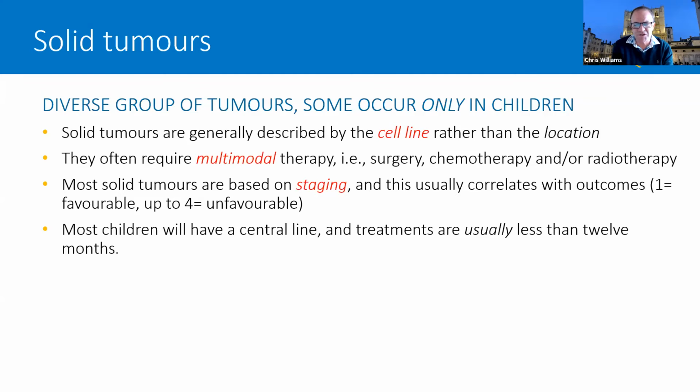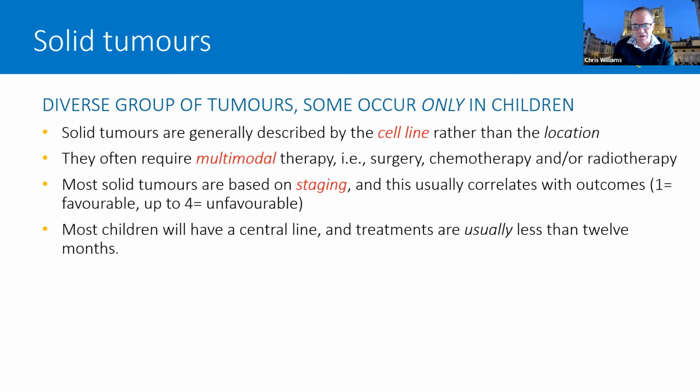So sometimes the language you'll hear is a little bit different than in adults, where it might be lung cancer or prostate cancer. Solid tumours often require multimodal therapy, such as surgery, chemotherapy, and radiation, like Jane talked about at Peter Mac. And most solid tumours are based on the concept of staging, which most of us are aware of, particularly from the adult world. And that usually correlates with outcomes. So stage 1, very favourable, up to stage 4, very unfavourable.